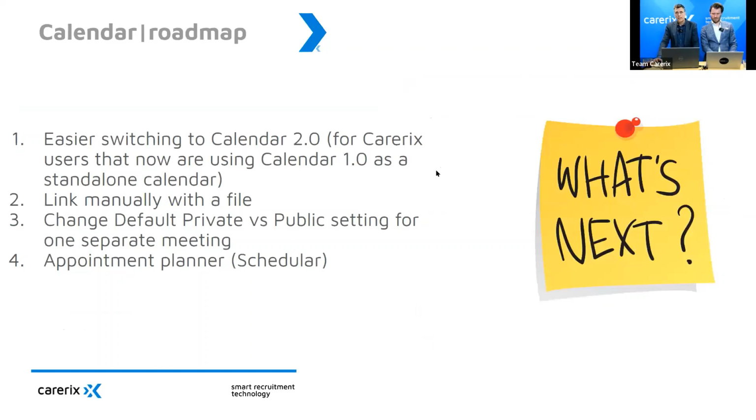First bullet, easier switching to calendar 2 for Carerix users that are now using calendar 1 as a standalone calendar, so they don't have anything in Outlook. Well, if you switch to calendar 2, if your Outlook is empty, your calendar 2 will also be empty. That's a big difference between calendar 1 and calendar 2. We decided after feedback that we will temporarily also show the old calendars next to the new calendar.